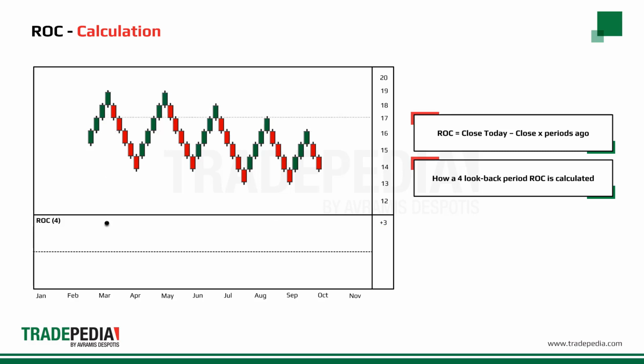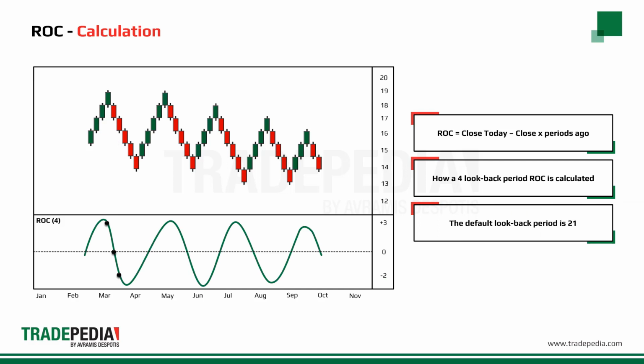The next day, the close was at 17. 4 periods ago, the close was also 17. So 0 is our next point. The next day, the close is 16. 4 periods ago, it was 18. So the next point is minus 2, and so on.